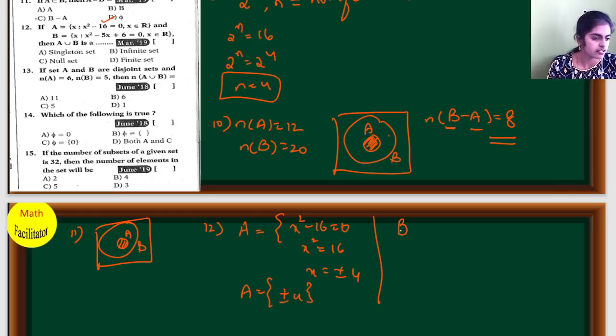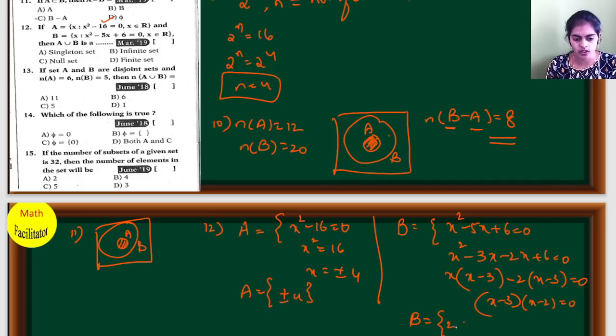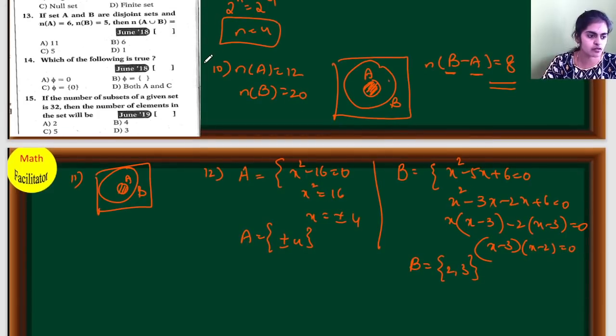Now look at B. So B contains all the set of elements X such that X square minus 5X plus 6 equal to 0. So here if I factorize this, it will be X square minus 3X minus 2X plus 6 equal to 0. Splitting the middle term. So X into X minus 3 minus 2 into X minus 3 equal to 0. So X minus 3 into X minus 2 will be equal to 0. So you will have B is nothing but X equal to 2 comma 3. Okay, so A is plus or minus 4, B is 2 comma 3.